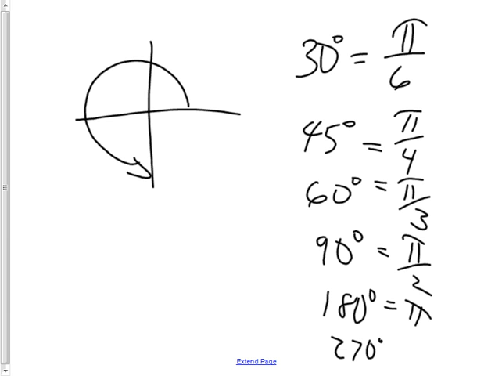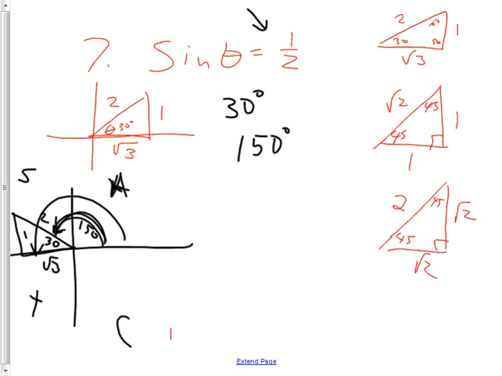270 would be what? 3 pi over 2. And, of course, what's 360? 2 pi. All right. So for your list of things to have memorized, that's probably worthy of the night before. You can actually make a difference on this test the night before by having some of those things memorized.